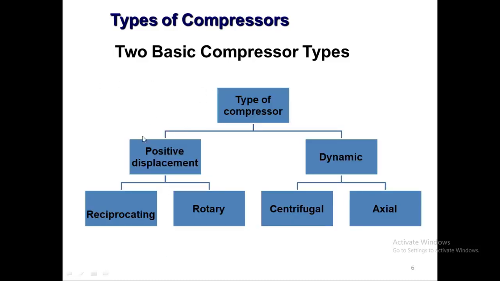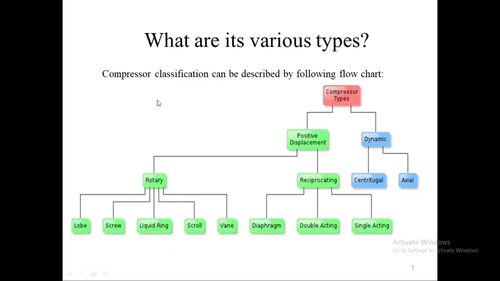Two basic types of compressor, the same thing, positive displacement or dynamic. Then positive displacement can be reciprocating and rotary type, and dynamic is the centrifugal and axial type. Further, the compressor types can be divided as, the two basic types remain the same, the positive displacement and the dynamic, which is still the same, centrifugal and the axial. But on the positive displacement side, we have two other classifications. We call some of them rotary, the others reciprocating. And then the rotary could be due to rotational motion of the lobe, screw, liquid ring, scroll, or vane. I will show you some of these examples later on.